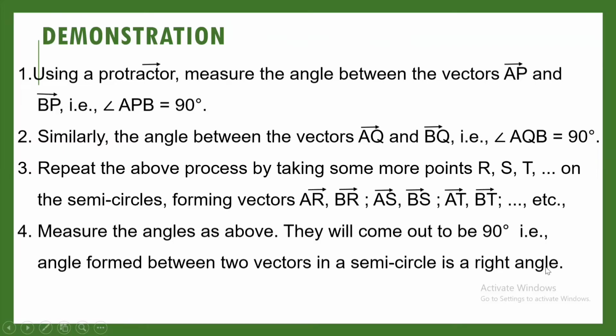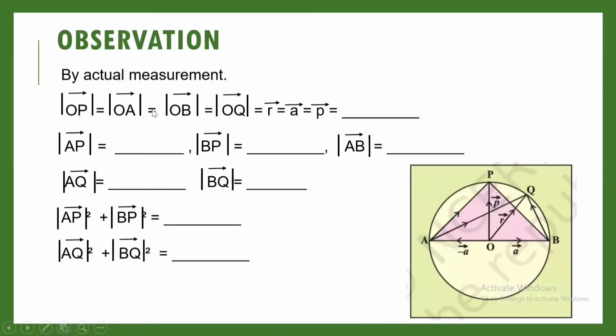Let us do the observation now. So by actual measurement, I'll measure OP vector, OA vector, OB vector, OQ vector, and they're all equal to what? They're equal to vector OA, vector OB, which is equal to how much? Which is equal to 10 units. Then their absolute values. Then I get what? AP. AP vector is how much? I'll measure by using a ruler, and it's going to come out to be 14.14 or 14.1 units.